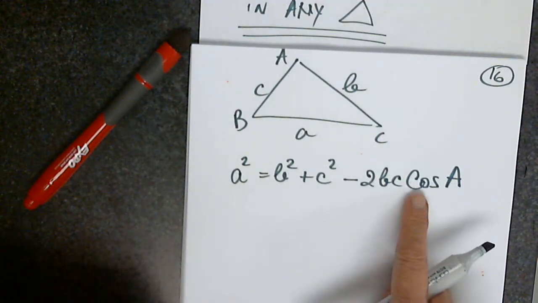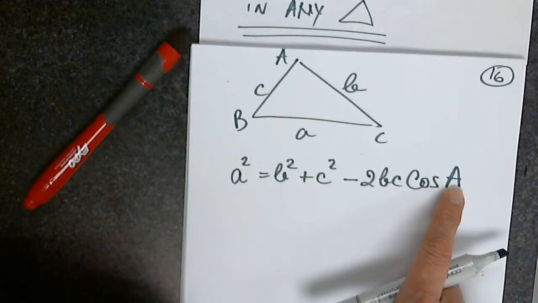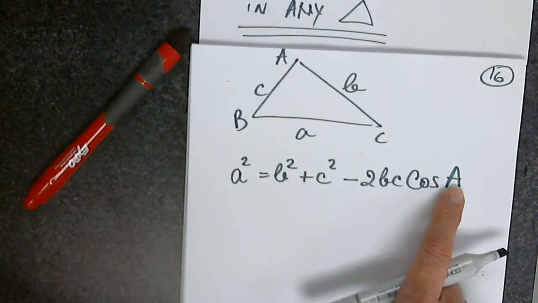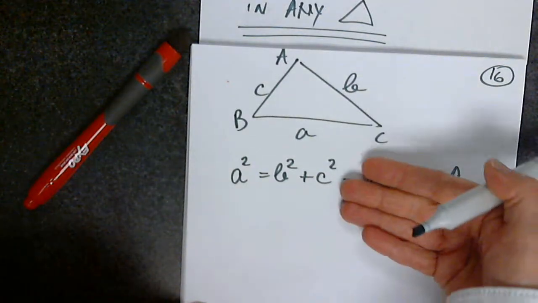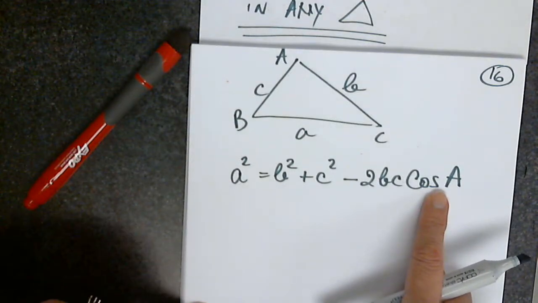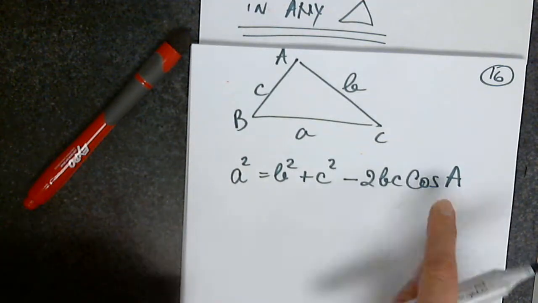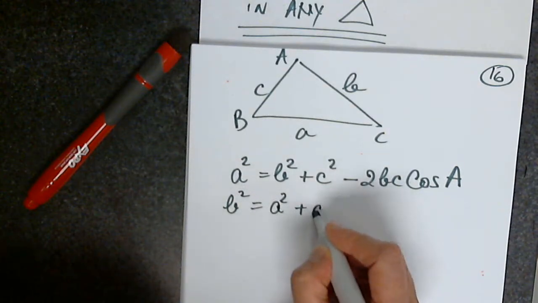If it is a right triangle, how much is cosine of the 90-degree angle? Cosine of 90 degrees, you have to give me a number. Exactly, 0. That's why this disappears. So that's why we have the Pythagorean theorem, because this angle is 90 degrees and cosine is 0. B squared equals A squared plus C squared.